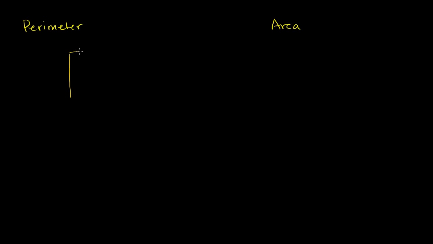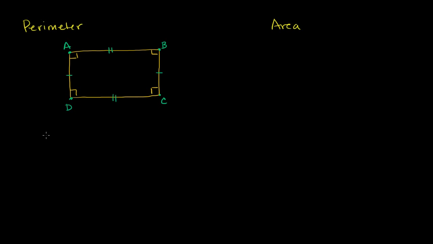So for example, let's say I have a rectangle, and a rectangle is a figure that has 4 sides and 4 right angles. So this is a rectangle right here. I have 1, 2, 3, 4 right angles, and it has 4 sides, and the opposite sides are equal in length. So that side is going to be equal in length to that side, and that side is equal in length to that side. And maybe I'll label the points A, B, C, and D.